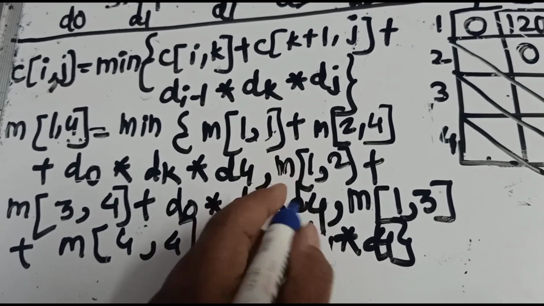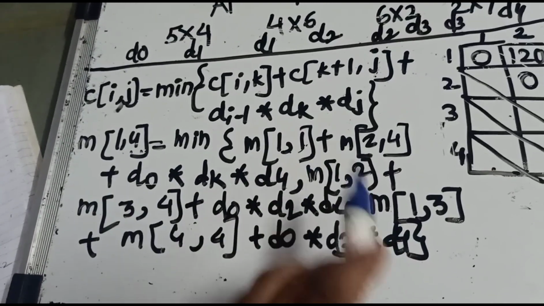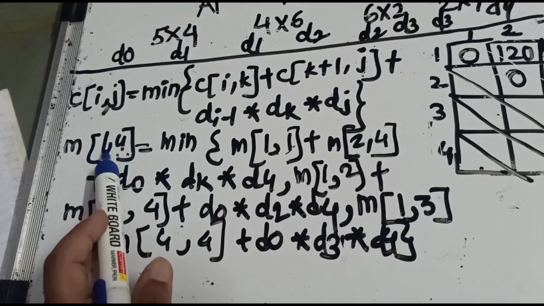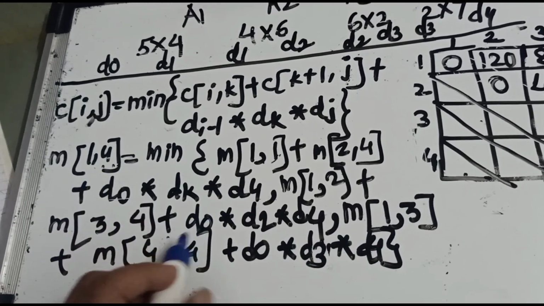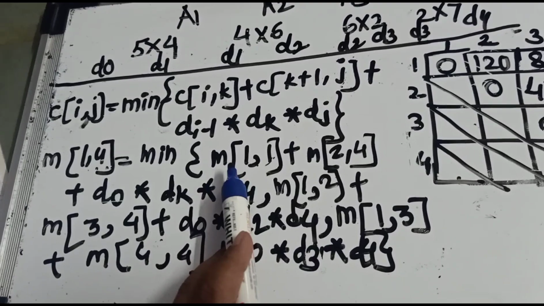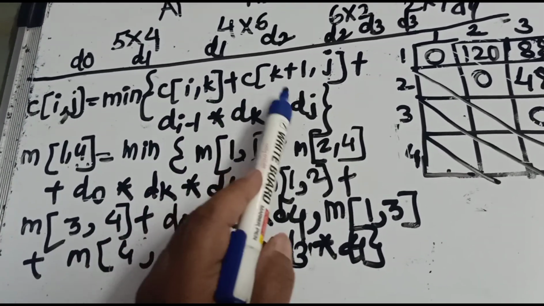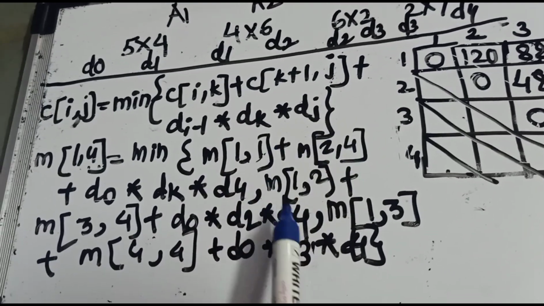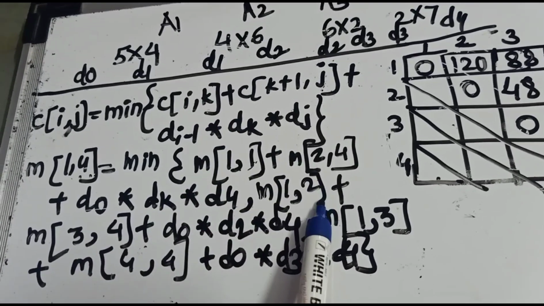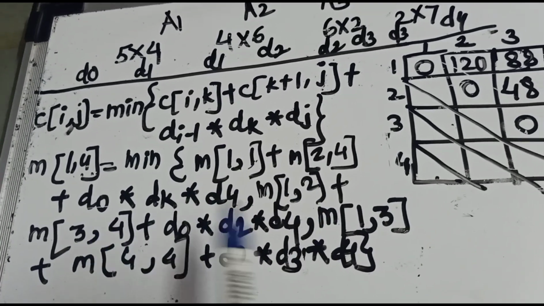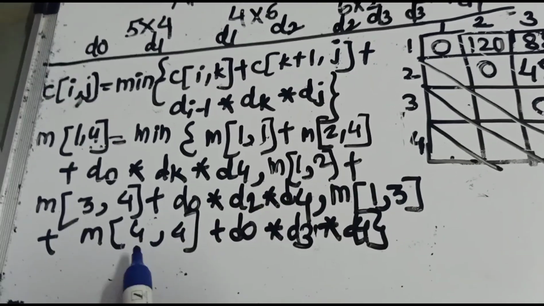Sorry, the value of k will be 3. What we have simply done in this formula is that the value of i is 1 and the value of j is 4 throughout; only the value of k changes. For the first value of k: i is 1, k is 1, k plus 1 will be 2, right? For the next value, i is 1 only, k will be 2 and k plus 1 will be 3. For the third, i is 1, k is 3 and k plus 1 will be 4.